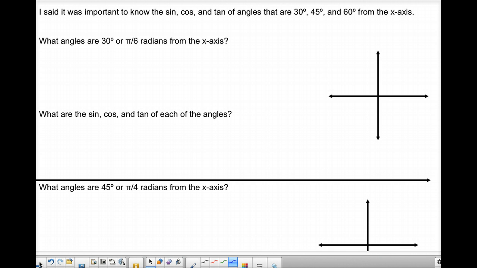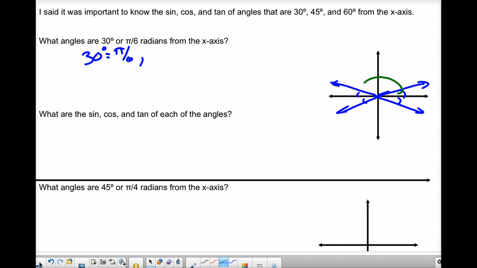Okay, so I'm going to show you a little bit how we can use that data. I want to know how many angles are 30 degrees away from the x-axis. There are 4. There's one here. That was a little shallow. There's one here. There's one down here. And there's one down here. So there's 30 degrees, which is pi over 6.